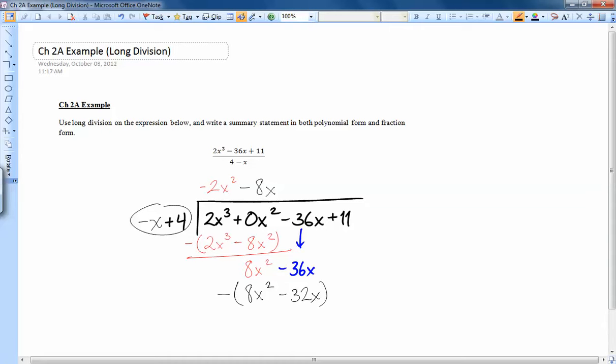And when I subtract out this step, 8x squared minus 8x squared is 0. Negative 36x minus a negative 32x, so plus 32x, will be a negative 4x. And then I'll bring down the 11.